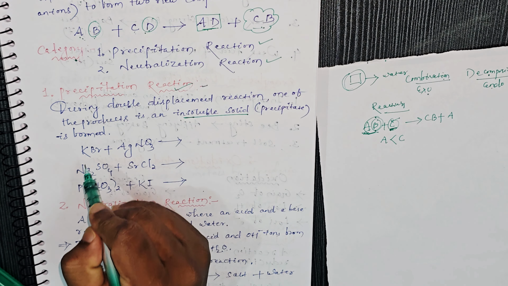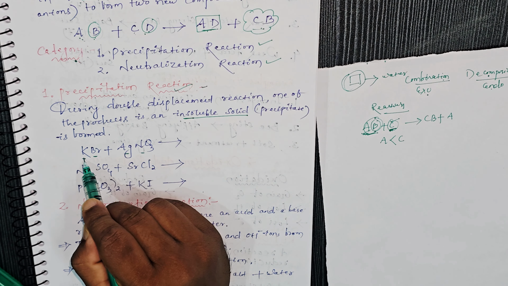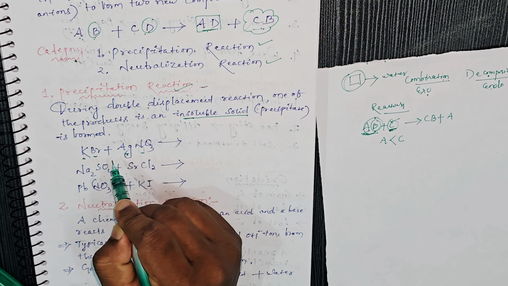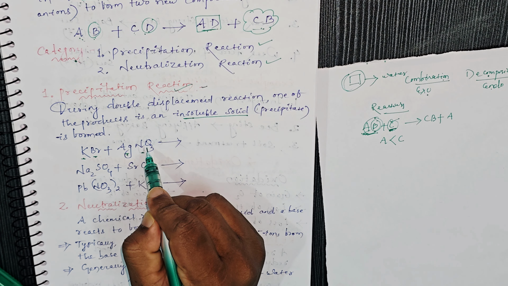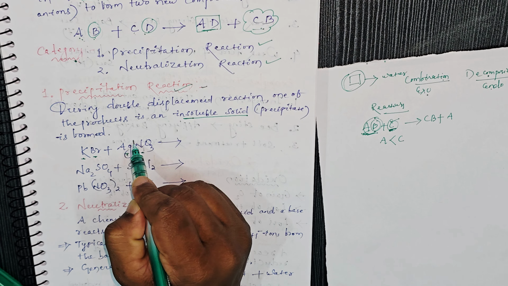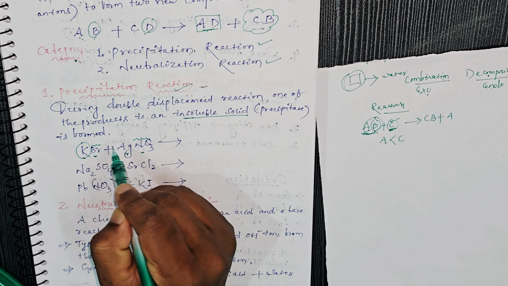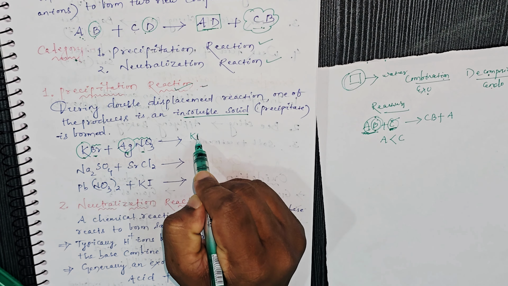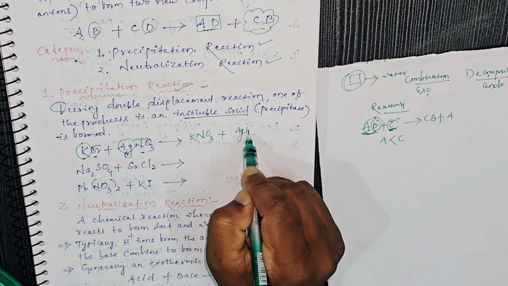Let's go through this. Potassium bromide, silver nitrate. So potassium is a metal, silver is a metal. If they are alone, either one, then we have to follow the reactivity series. But potassium is with bromine, silver is with nitrate, so they will simply exchange each other's ion. So the nitrate part will go to the potassium part and the bromine part goes to the silver part. So it will form potassium nitrate plus silver bromide.